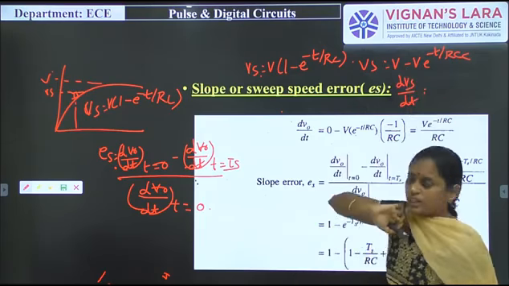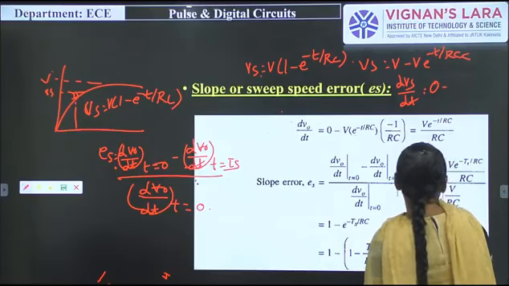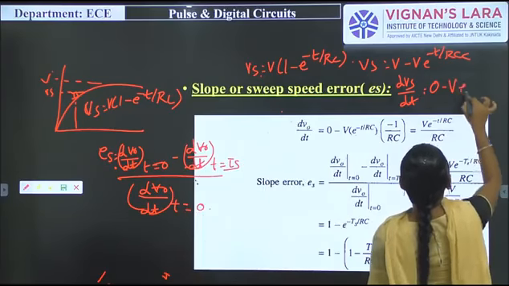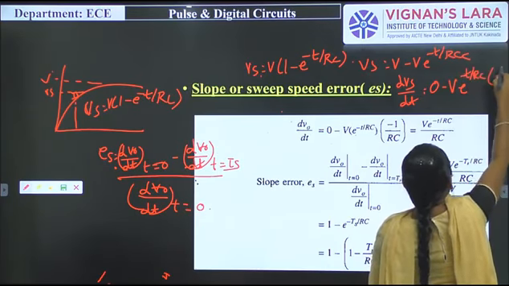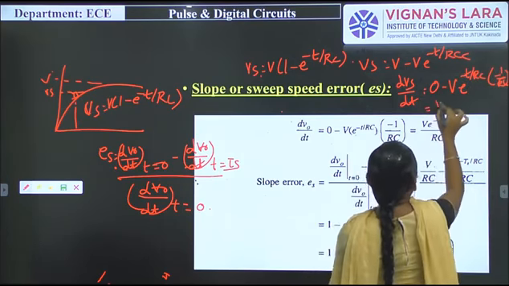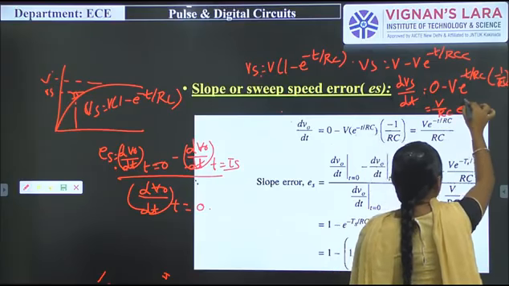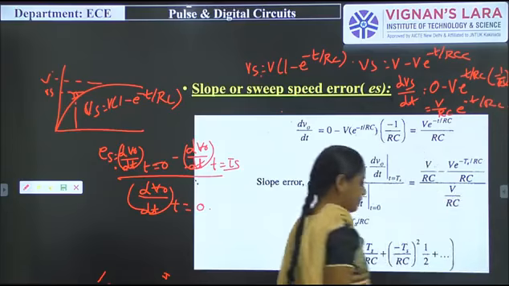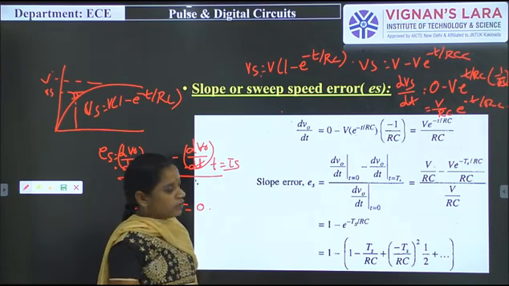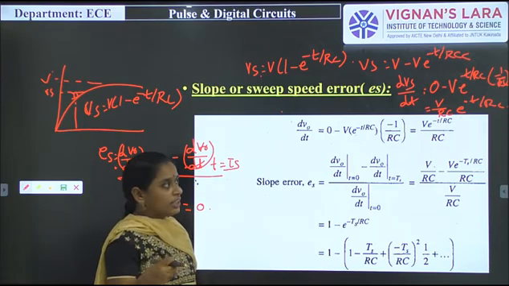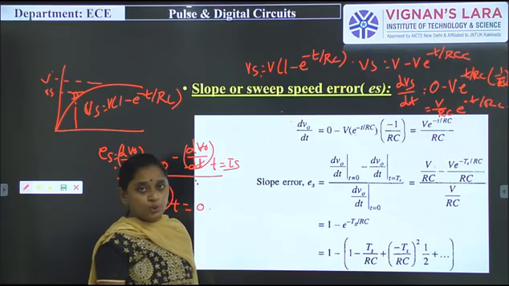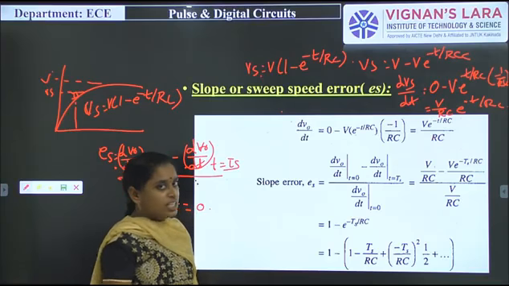So d by dt of V, that is 0, and d by dt of V into e power minus t by Rc. It will be like this, that is V into e power minus t by Rc into minus 1 by Rc. So it can be represented as V by Rc into e power minus t by Rc. So dV naught by dt we don't take at t is equal to 0 or t is equal to Ts. I just have to find the dVs by dt condition. So we have to get V by Rc into e power minus t by Rc condition.